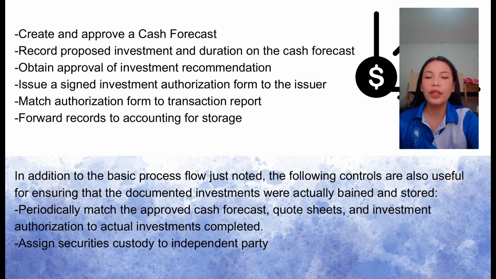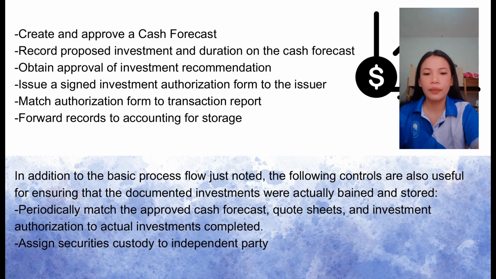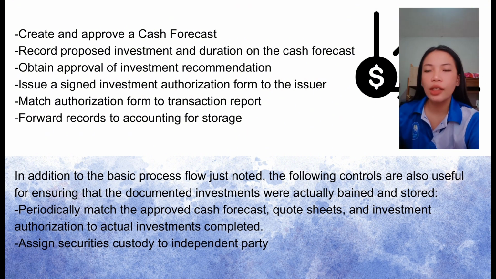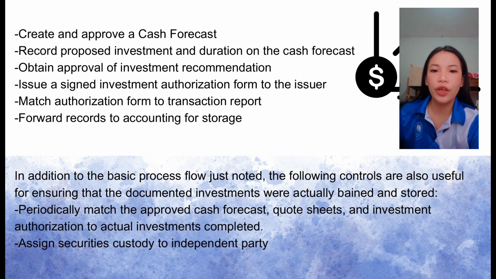So, the importance in optimizing returns is avoiding contentment with well-known options and establishing a clear process to secure the most favorable investment terms. The next is issue a signed investment authorization form to the issuer. For banks to invest company funds, a signed investment authorization form is very important. From the company side, this form ensures that the right level of management has approved the investment.